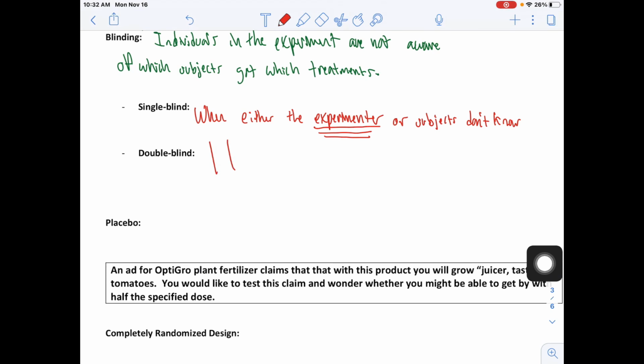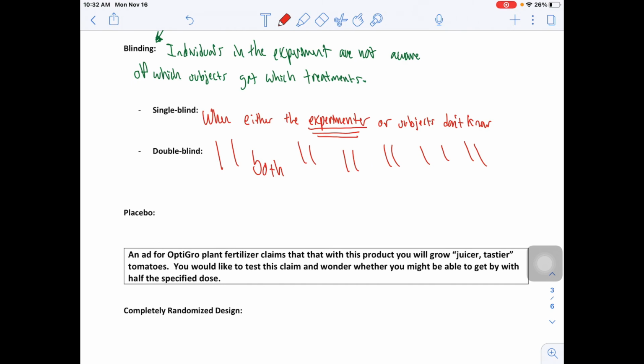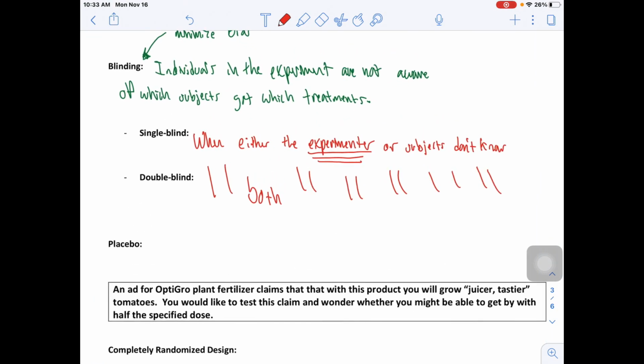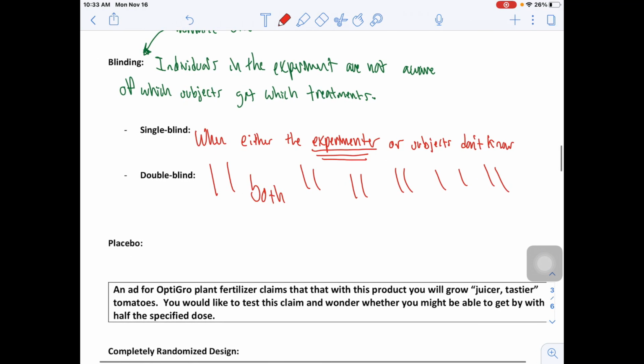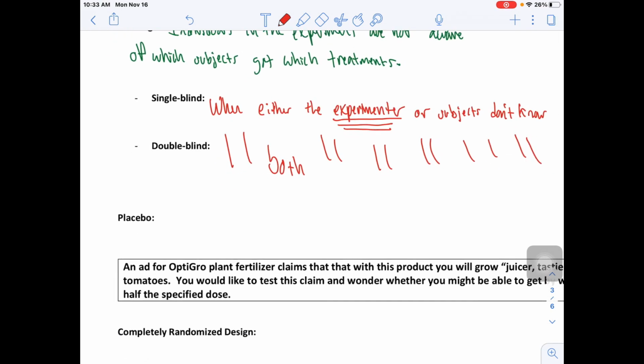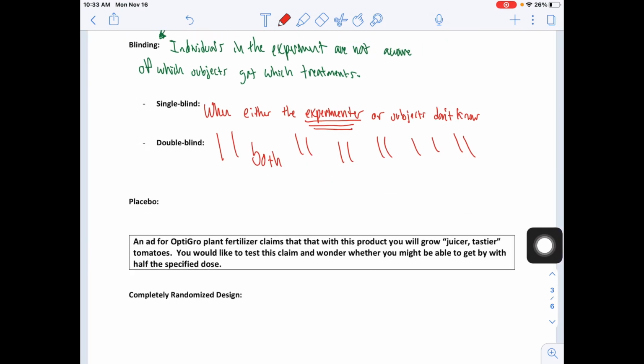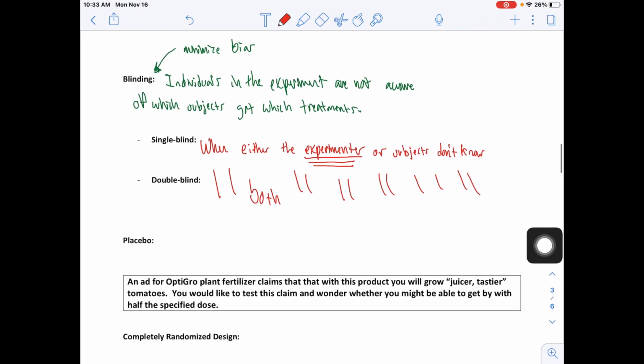A double blind would be not when either, but when both the experimenter and subjects don't know. And the example that I'm using with sleeping at 8 p.m. or 10 p.m. doesn't really make sense to do a double blind because I think you should be aware of what time you're falling asleep if you're participating in the experiment. But for some other experiments, it makes sense to do double blinds. And we'll see examples of those.